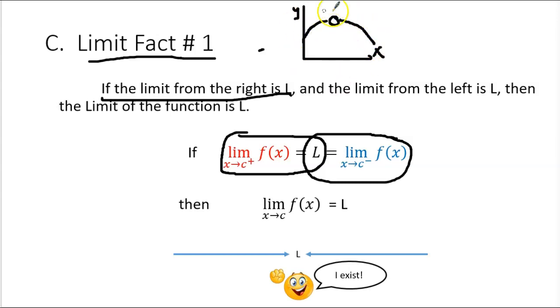And I would encourage you guys to draw this picture here in your notes. In this case, the limit from the left and from the right, the y value, they're both approaching the same point. When the limit from the left and the limit from the right are both approaching the same y value, that means the limit exists.